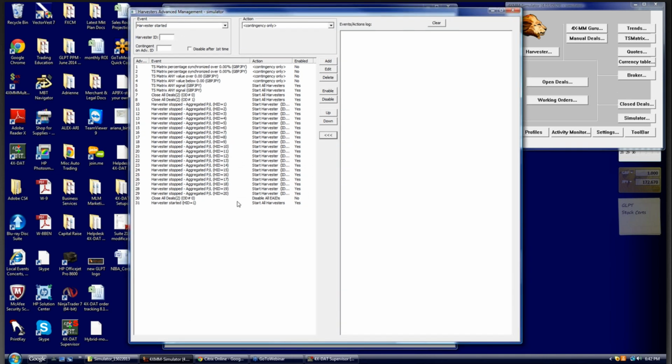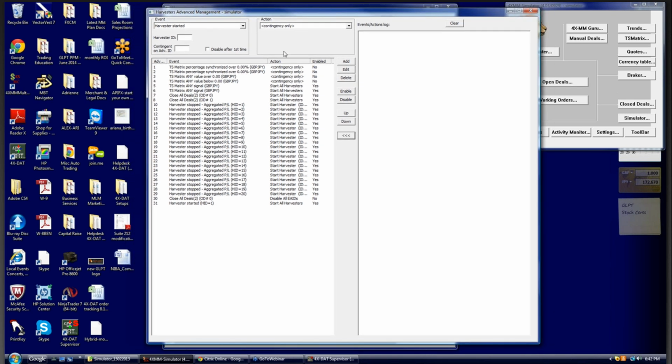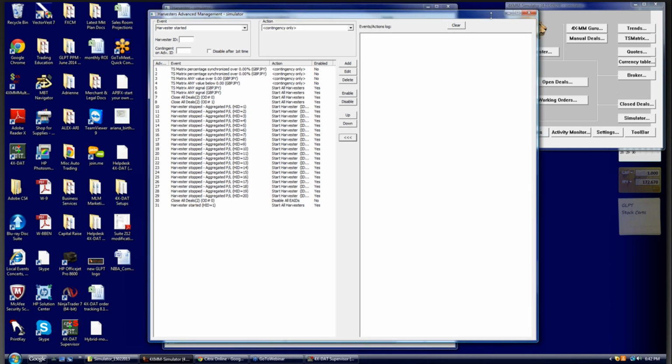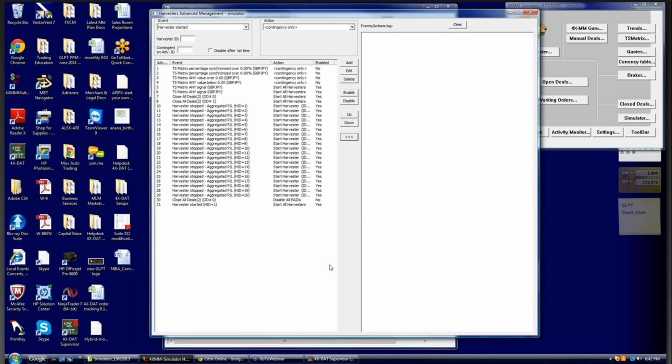Also, the harvesters are managed in this window over here called the advanced management window, and these are various types of events that take place throughout the trading day. Depending on what events are taking place, those events are calling in actions, and the actions start or stop harvesters, close trades with profits, and so on. So whatever needs to happen. This particular harvester has 31 different events that cause 31 different actions.